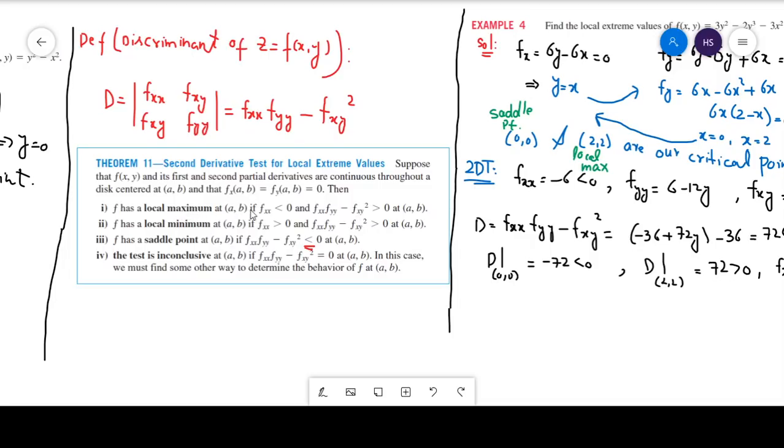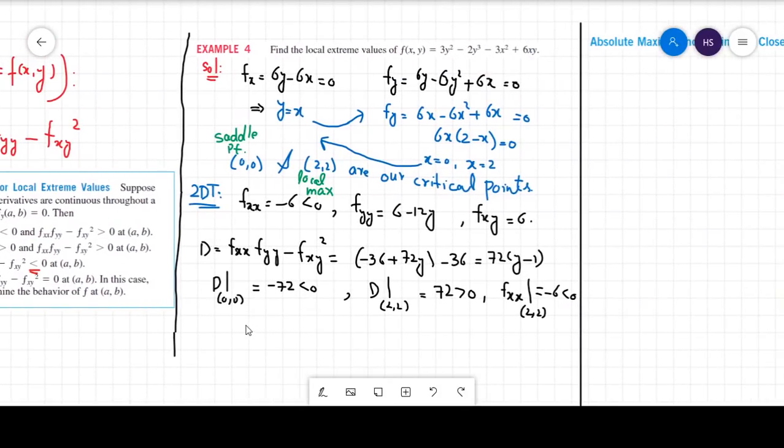It will be a local max at the point a b if f xx is less than 0 and the discriminant is positive. If the discriminant is positive but f xx is greater than 0, that is a local min. A saddle point is when your discriminant is less than 0, and if your discriminant is 0, then the test is inconclusive. So we've seen this in this example.